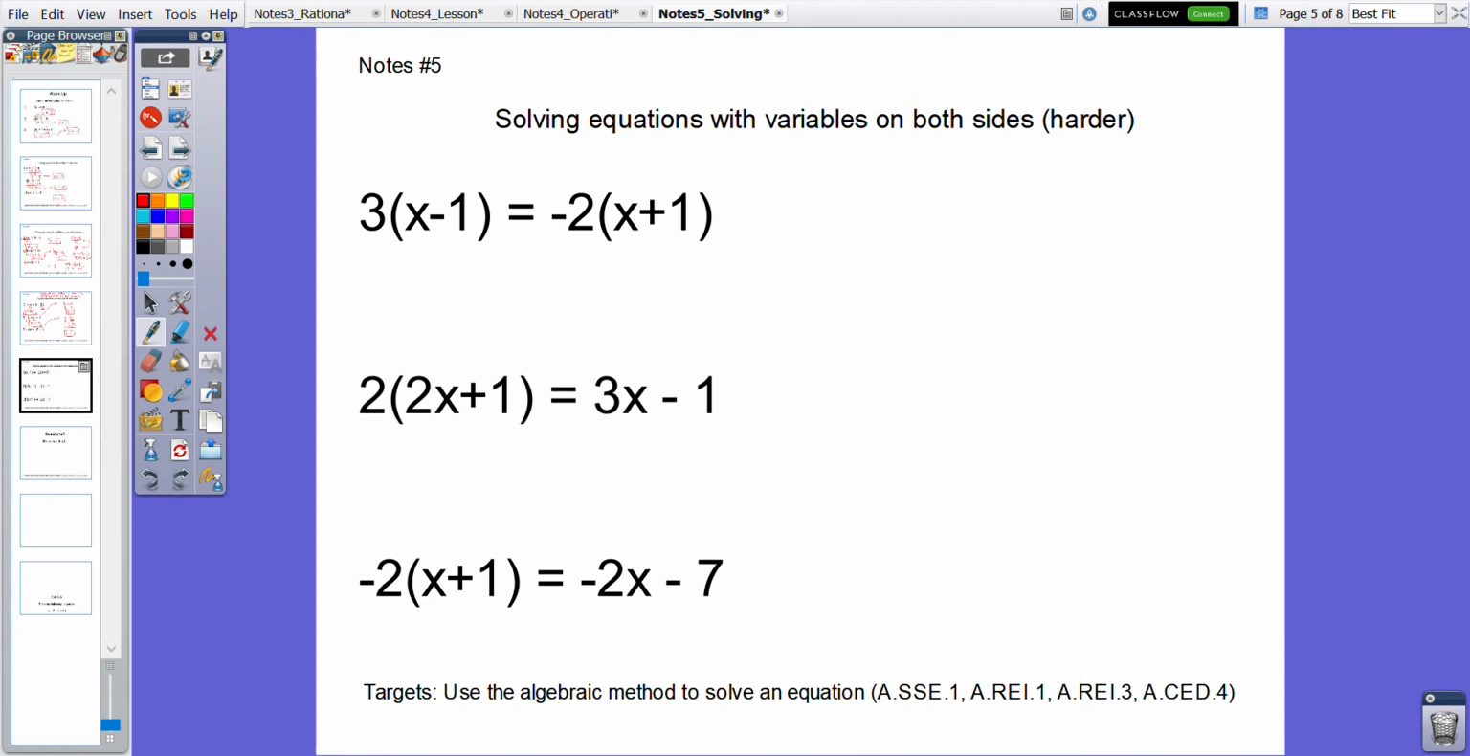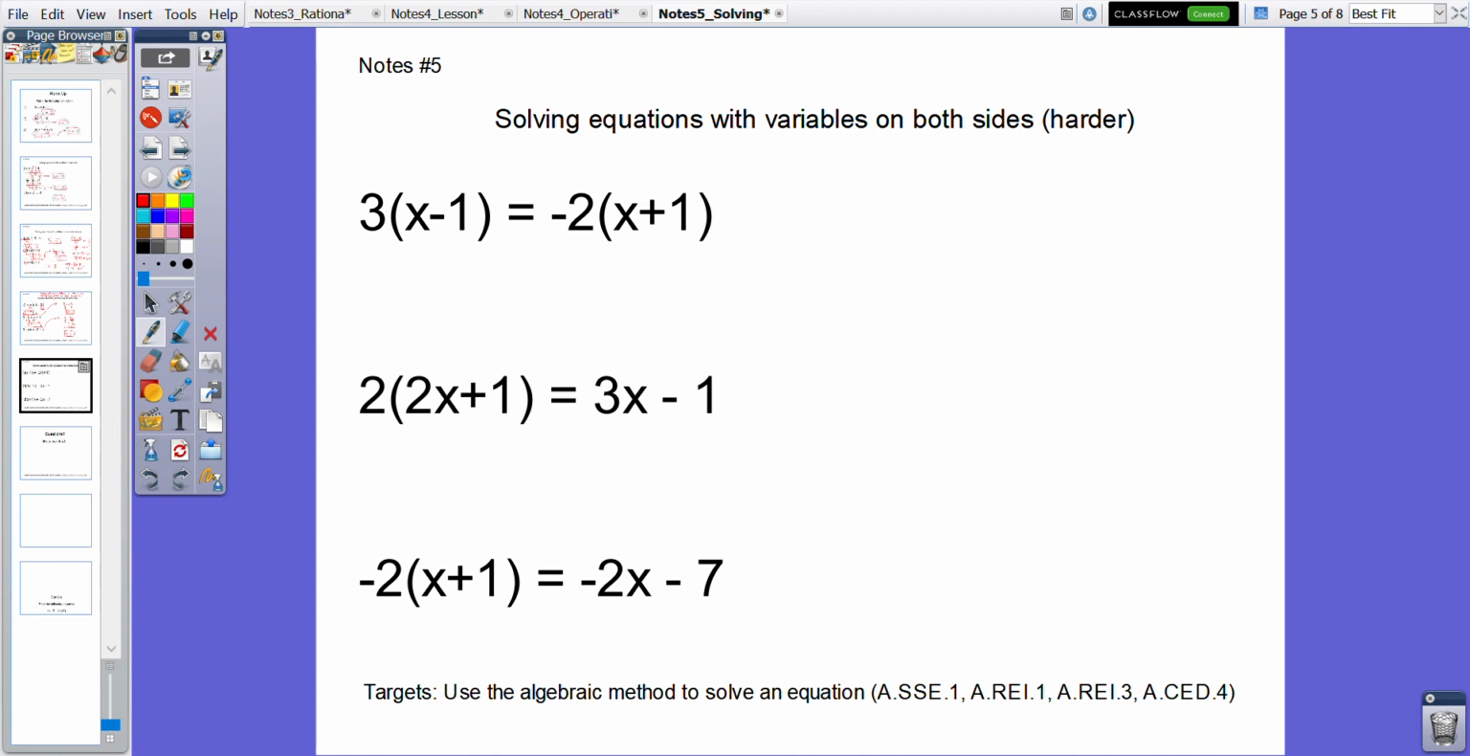All right, so once again, variables are on both sides of the equation. These ones are a little bit more difficult. So let's go ahead and take a look at the first one. We have 3 times the difference of x and 1, so that's how we get x minus 1, is equal to negative 2 times the sum of x and 1. So once again, that's how we determine what goes in parentheses here. We look at it as the difference when it's subtraction and the sum when it's positive.